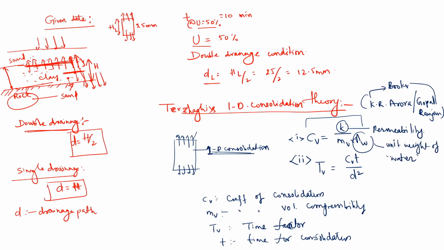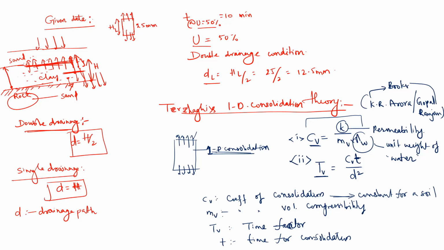So now these two terms are introduced while deriving the equation. Now we will understand the significance of these parameters. CV is constant for a particular soil, whereas time factor changes according to the time. See, consolidation happens from 0 to 100%.